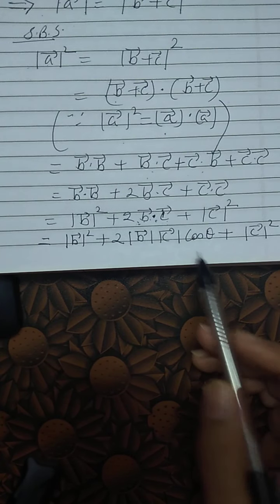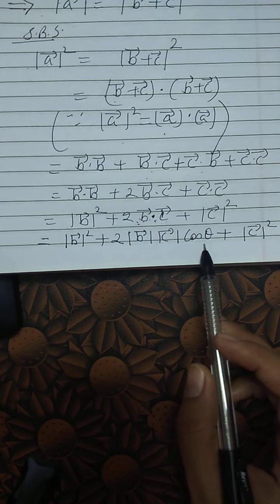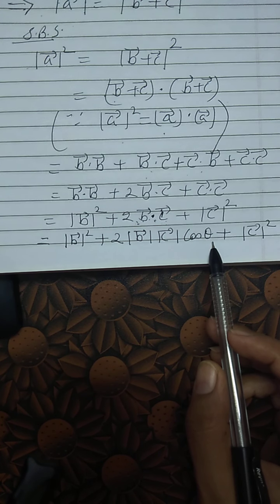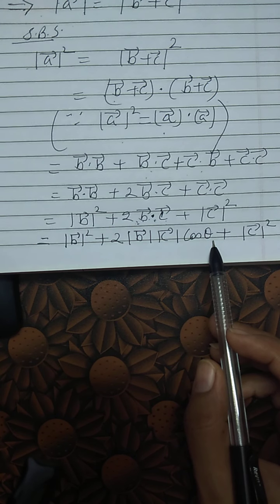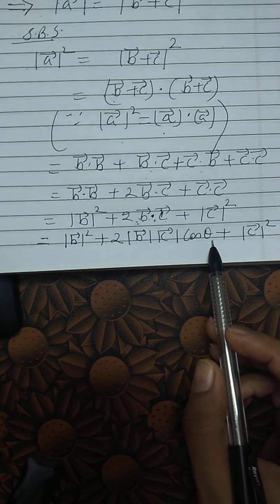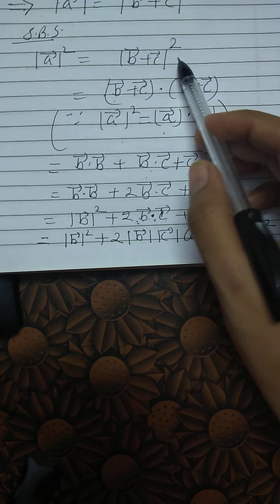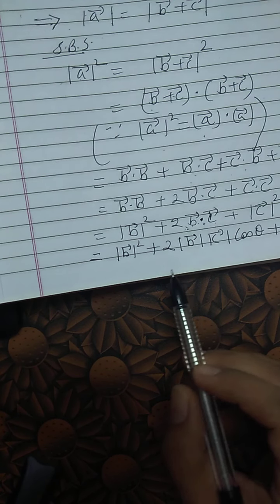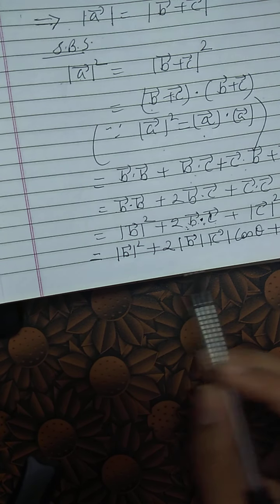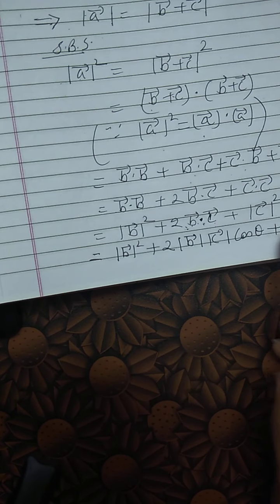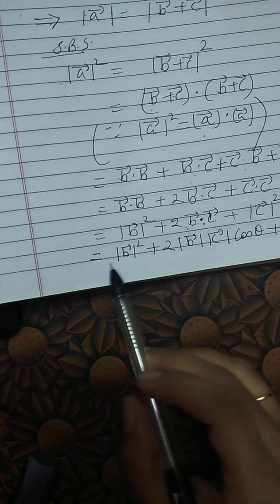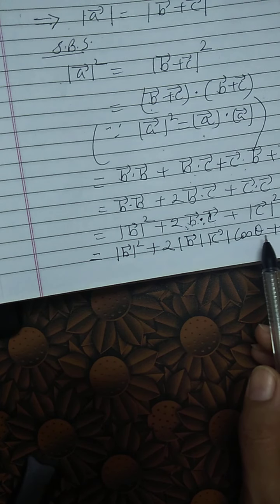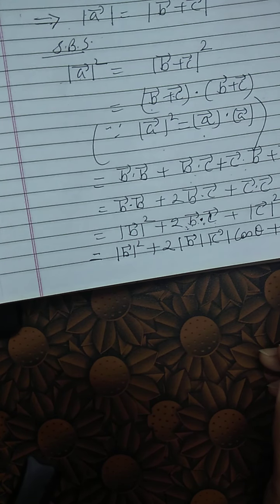Okay, now the whole thing totally depends upon this theta. If theta is 0 degree, what is cos 0? Cos 0 is 1. Then I am getting exactly equal to this, right? So if theta is equal to 0 degree, then our identity is becoming true. Then I will get b squared plus c squared plus 2bc. So the identity is complete. But if theta is not equal to 0 degree, then this identity is not getting completed.